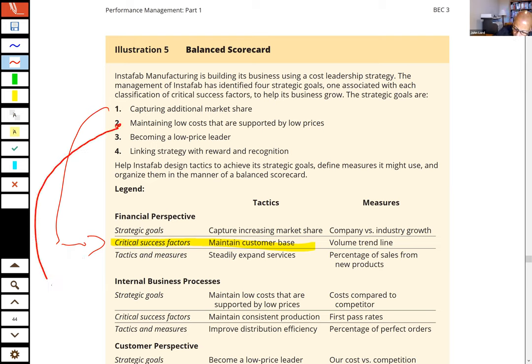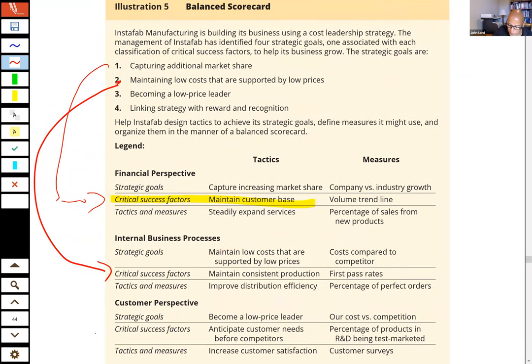Maintaining low cost, and you look at critical success factor here, maintaining low cost, okay? And for maintaining low cost is one of our internal business processes, maintain consistent production in order to maintain cost. If you're having a lot of defects and whatnot, and you're not maintaining consistent production, you can't run before you walk. You want to at least maintain consistent production to maintain low cost. Becoming the low cost leader, okay?